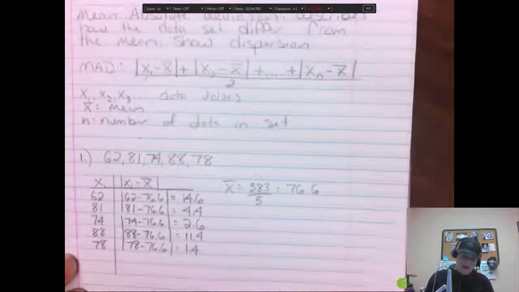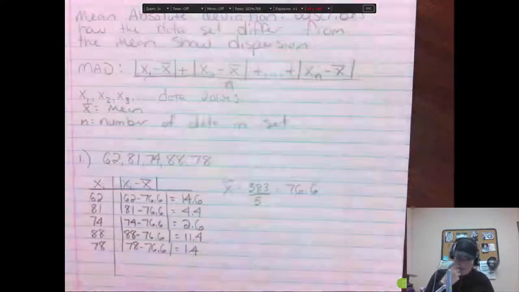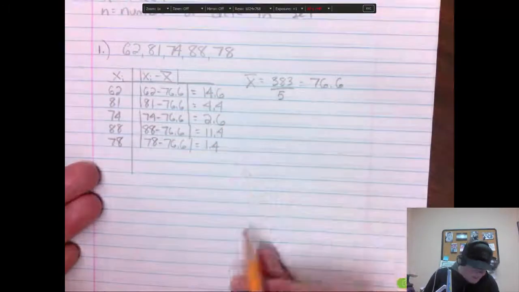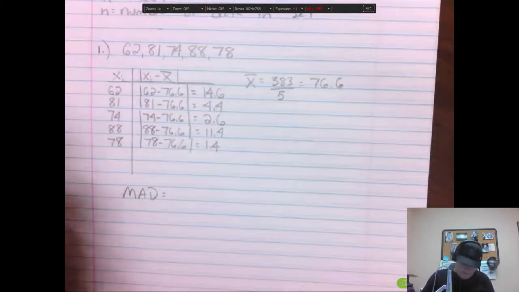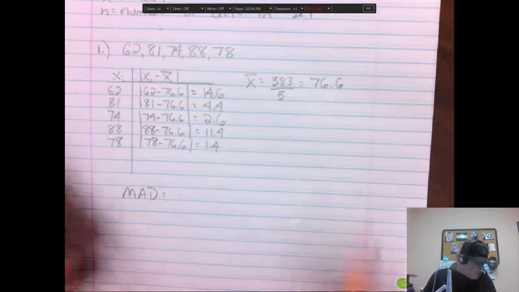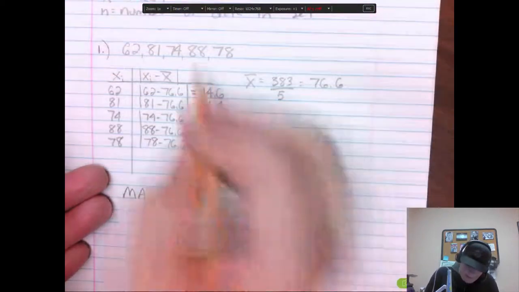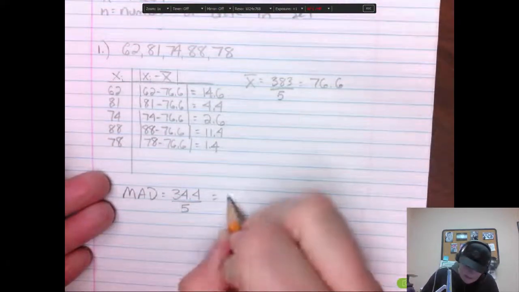So now I have to add them up and divide them by, I put 2 up here. It should be n. I wonder where I put 2 for. Should be the number of them. There's 5 of them, not 2. So we're going to add up all of these to find our mean absolute deviation. So I'm going to go 14.6 plus 4.4 plus 2.6 plus 11.4 plus 1.4 is going to give me 34.4, and I have to divide that by the number of them that there were, which is 5. So divide that by 5, and I get 6.88.